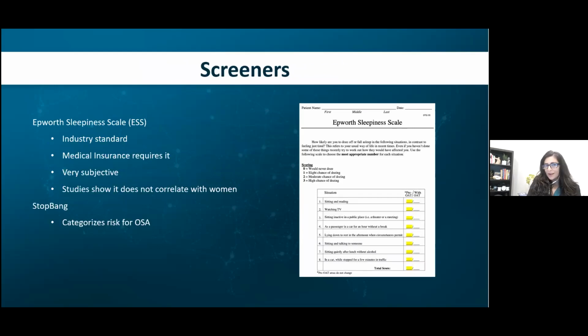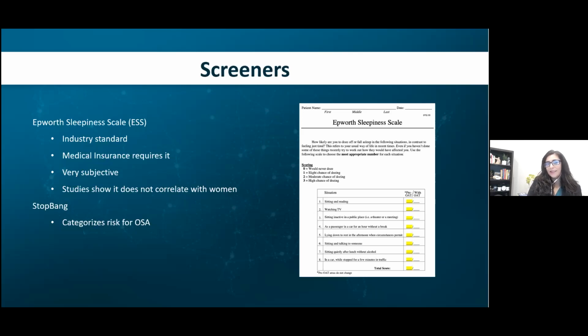So let's talk about screeners. I kind of touched on that. I went to many sleep courses, and I'm sure some of you have already been to sleep courses and have done webinars like this. And you know that there's the Epworth Sleepiness Scale, right? It's the gold standard. Oh my gosh, we have to fill that out. But in reality, why do we need that?